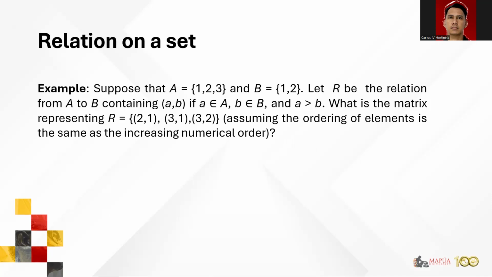Okay, so given this example, suppose you have set A containing values 1, 2, and 3, and set B containing values 1 and 2, and you form a relation from A to B. Okay, you end up having the following ordered pairs in your relation set. So you have 2, 1, 3, 1, and 3, 2. Okay, so how would I represent that relation set containing only 2, 1, 3, 1, and 3, 2? So you represent them like this.